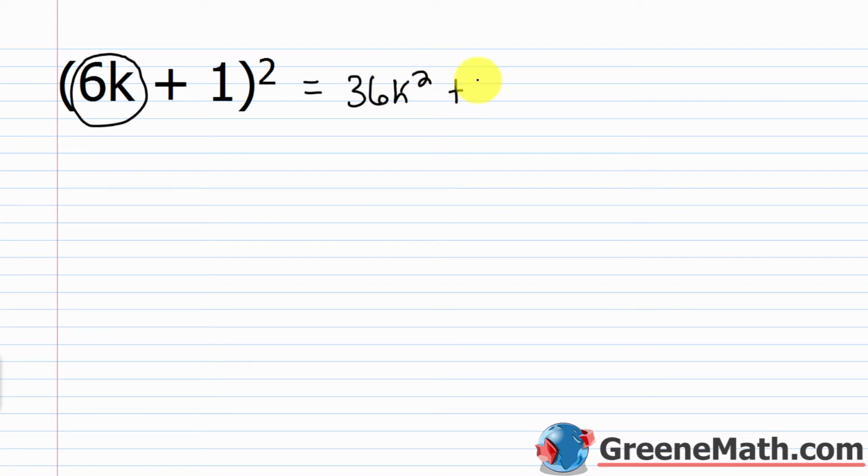Then plus, we have 2 times whatever's in this position, which is 6k. 2 times 6 is 12, times k is just 12k, and then times whatever's in this position, which is 1. So 1 times anything is itself, so this is just 12k. And then lastly, plus whatever's in this position squared. So 1 squared is just 1. So we get 36k squared plus 12k plus 1.